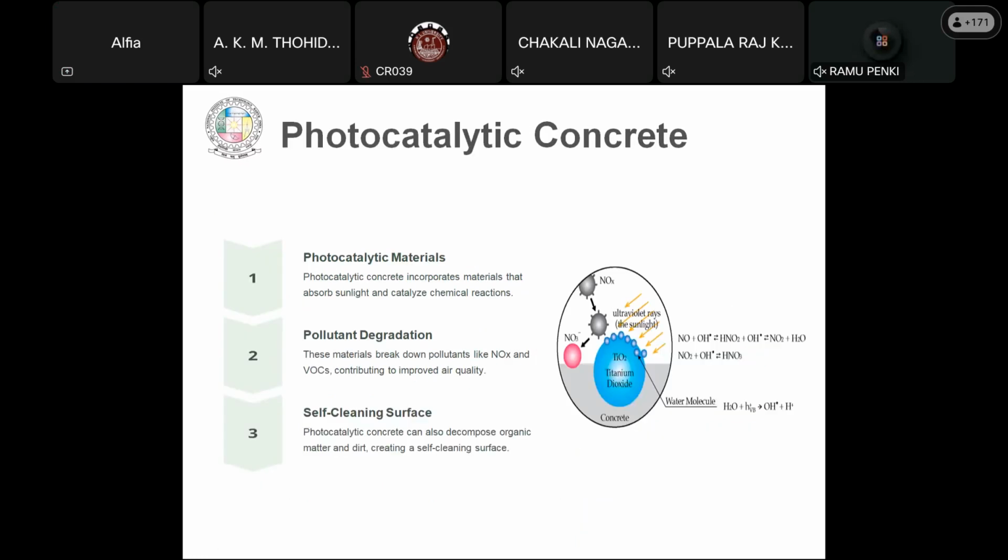Then we have photocatalytic concrete. This is another innovative technology in the construction industry that incorporates photocatalytic materials such as titanium dioxide into the concrete mix or surface coating. So what we do basically, we incorporate a material into the concrete that has the capability to absorb sunlight and catalyze chemical reactions.